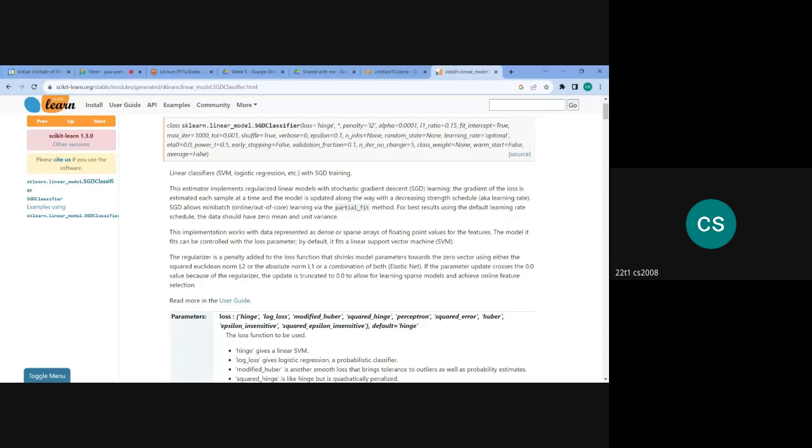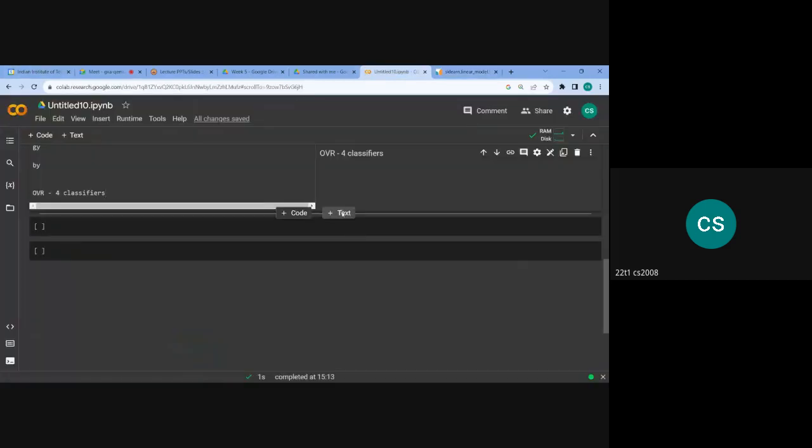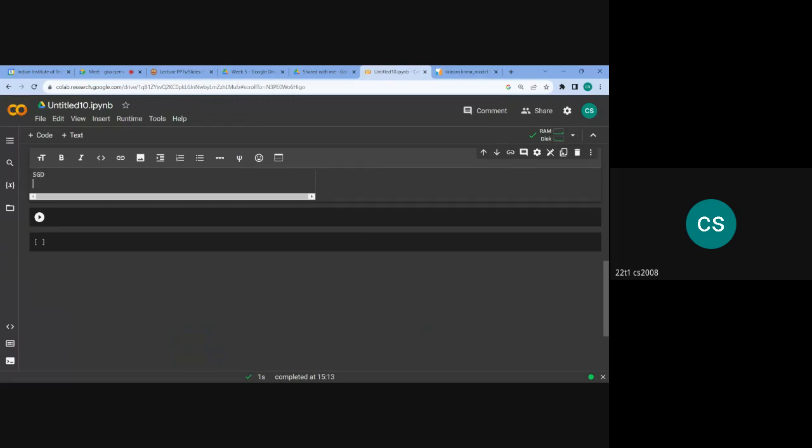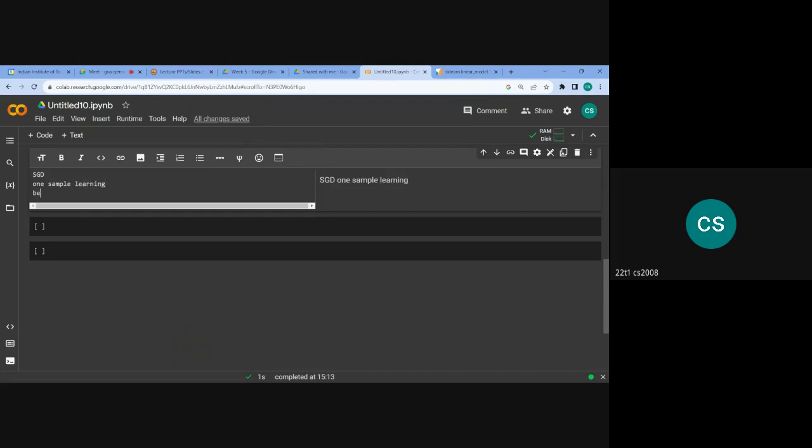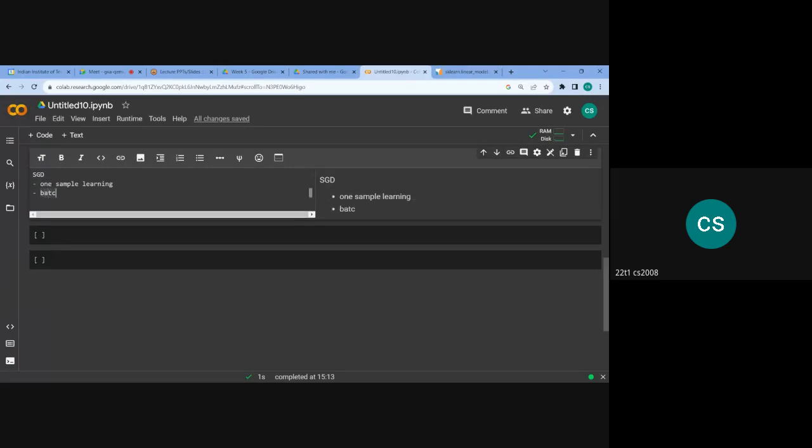So there are 3 things in SGD. One step at a time, which is called one sample learning. Then batch-wise learning. Sir, batch is there, mini batch is there. There are two kinds, mini batch and batch.